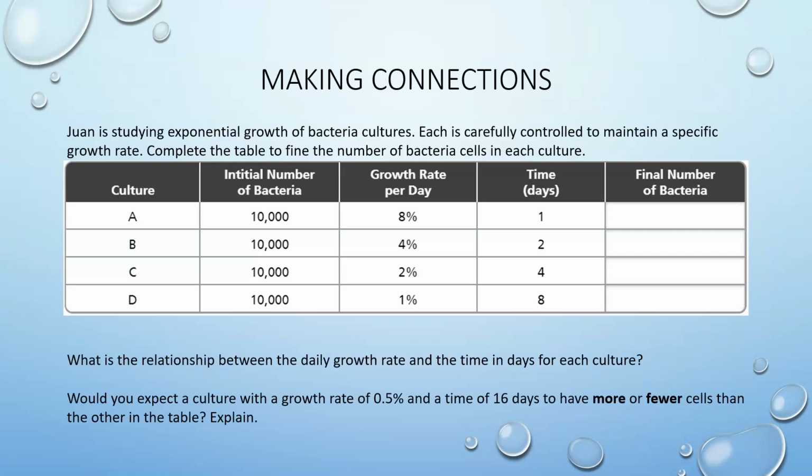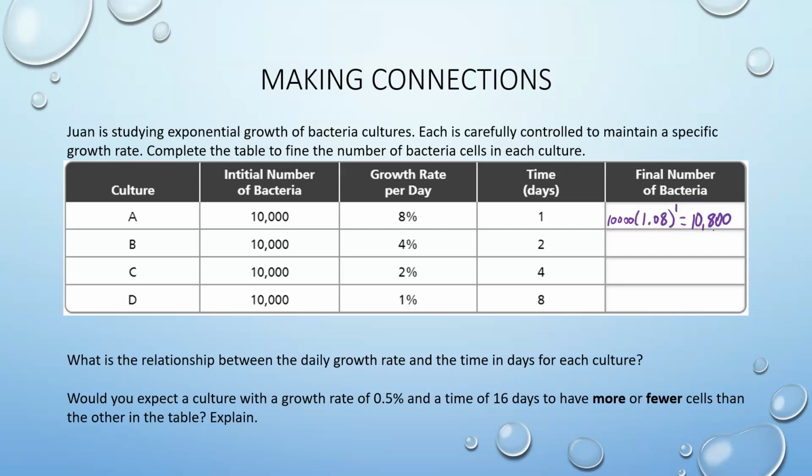All right, so let's make some connections. It says one is studying exponential growth of bacteria cultures. Each is carefully controlled to maintain a specific growth rate. Complete the table to find the number of bacteria cells in each culture. So culture A has an initial amount of 10,000, growth rate per day is 8%, and time is 1 day. So using what we did yesterday, we would just do 10,000 times 1.08, so that's 1 plus r to the t, which is 1. I type that into my calculator and I get 10,800.